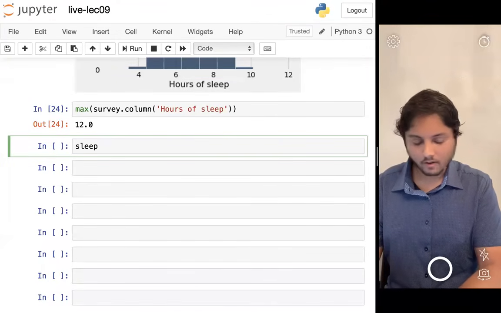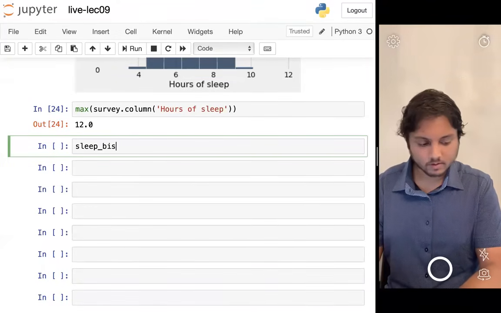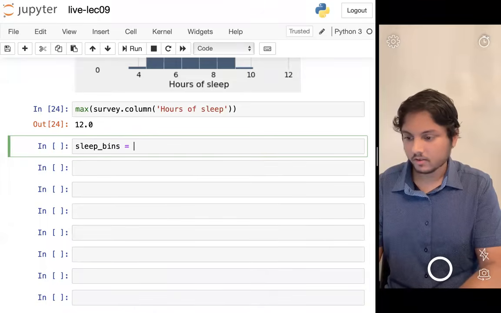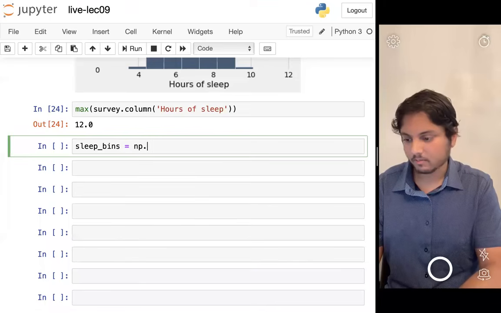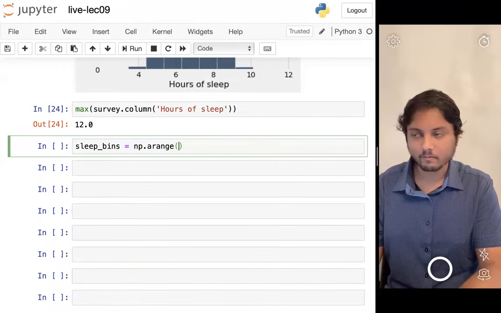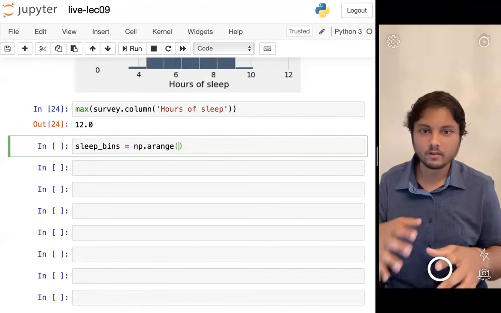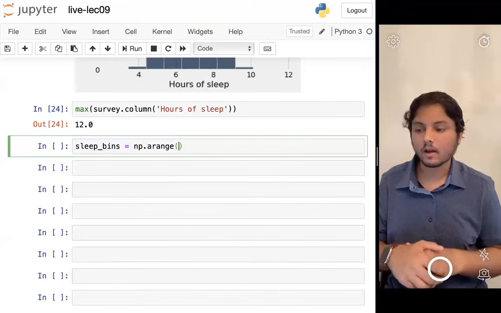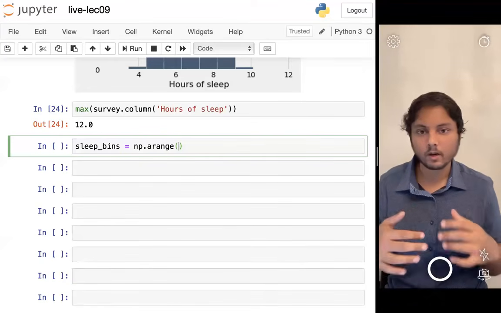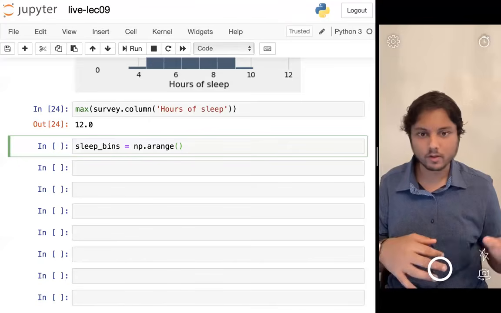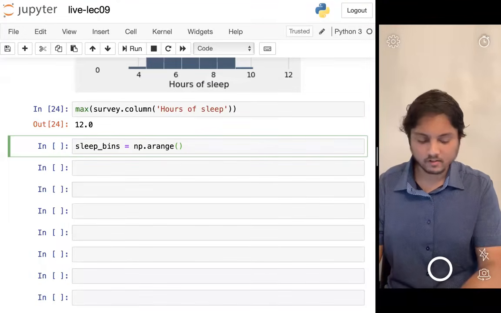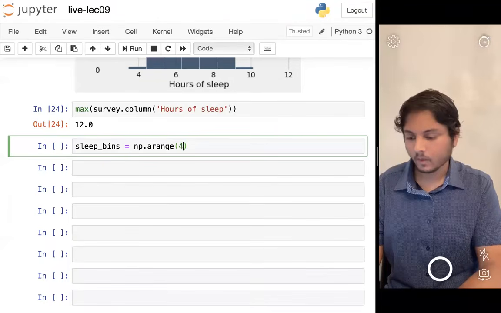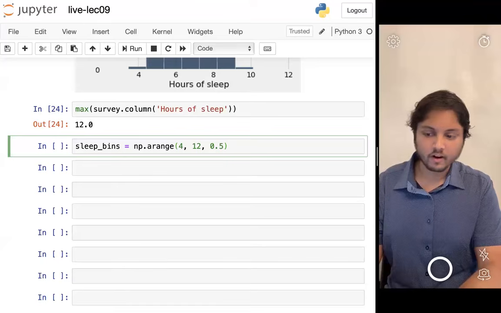So first thing I'm going to do is make some bins, so that we can visualize the hours of sleep a little bit better. I'm going to draw two histograms of two different types of people, and in order to make the histograms comparable, I don't want Python to choose the bins for me. I want to make sure it uses the exact same bins for both histograms. So that's why I'm going to specify some bins now. Let's go from 4 to 12 in increments of 0.5.